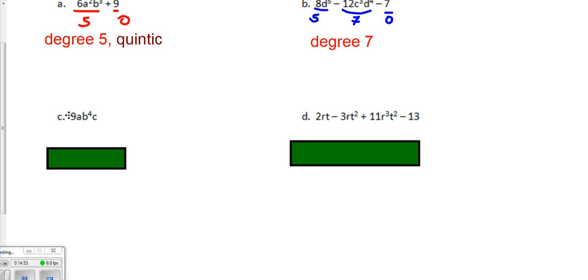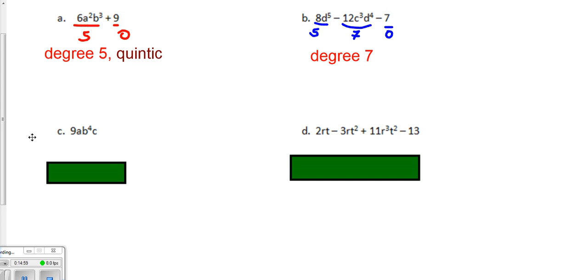Let's look at C. We have 9ab to the 4th c. When you come up to ones like this where they don't necessarily have the power written next to the variable, go ahead and write in that they're to the first power: c to the first power, a to the first power. If it's just a on its own, there's only one of them being multiplied. So it's a to the first power. B to the fourth means b times b times b times b. There's four of them. That's why there's a 4 there. And again, just c alone means there's one of them there. So c to the first power.